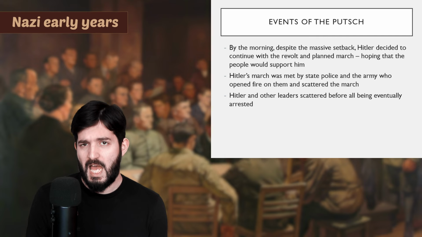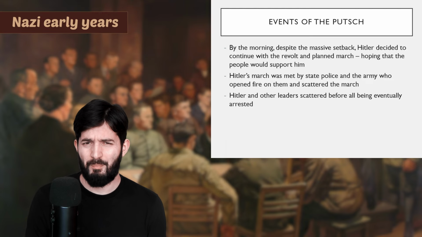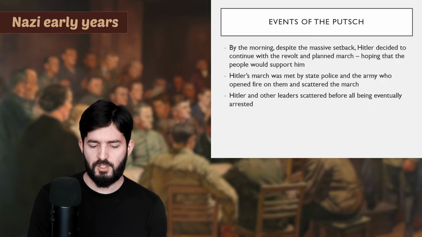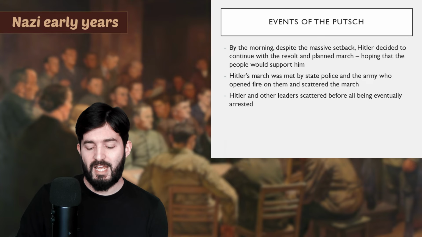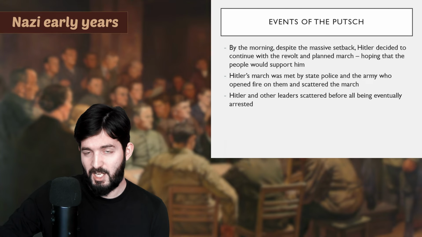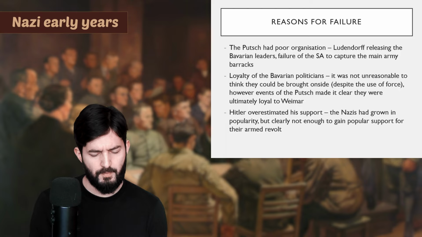In this scuffle, Hitler has his arm dislocated. A couple of others are shot, and the rest of them flee before eventually being captured and arrested by the police in the days afterwards. So Hitler and the other leaders are captured and arrested within a few days, and that brings the Munich Putsch to an end, and it's unsuccessful as a consequence.